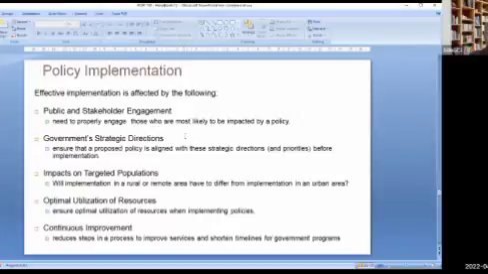Optimal utilization of resources. We must ensure optimal utilization of resources when implementing policies. Of course, this is another area of problem for us in Africa, where resources are contracted and misappropriated. And then lastly, continuous improvement. Like I showed before in the life cycle, we must keep checking the results and seeing whether the results are anything close to what was intended. If not, ways must be found to improve.